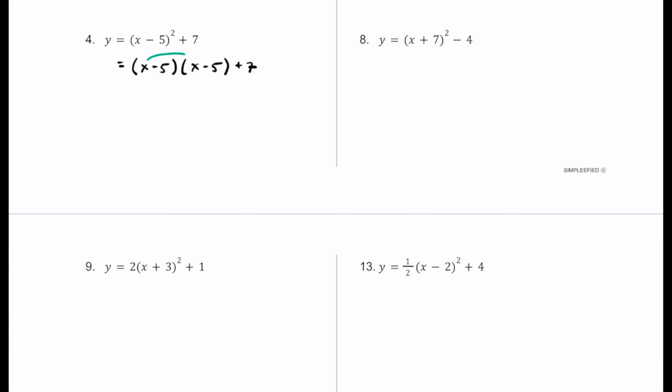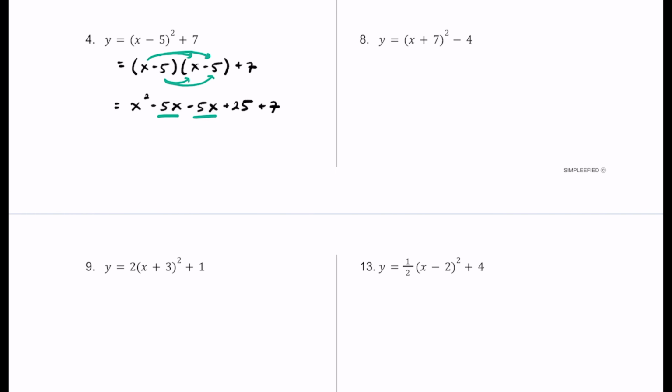We'll go ahead and distribute this x to the x, then this x to the negative 5, then negative 5 times x, and negative 5 times negative 5. If we go ahead and do that, x times x is going to be x squared, x times negative 5 is negative 5x, negative 5 times x is negative 5x again, and negative 5 times negative 5 is positive 25. Then we have the 7 hanging out over here as well.